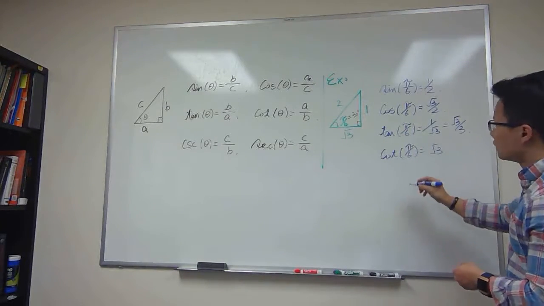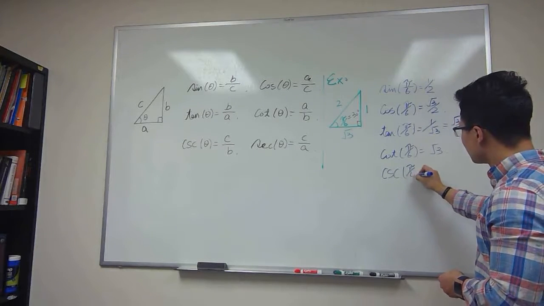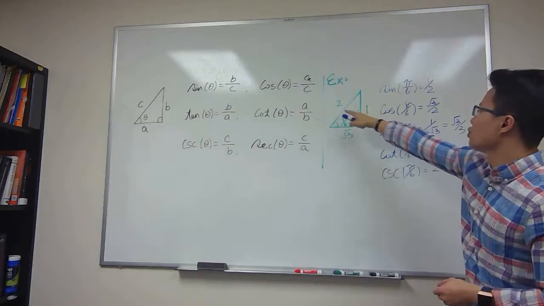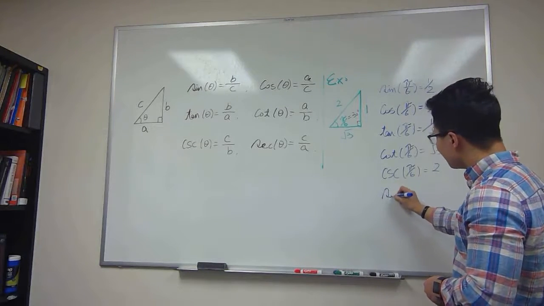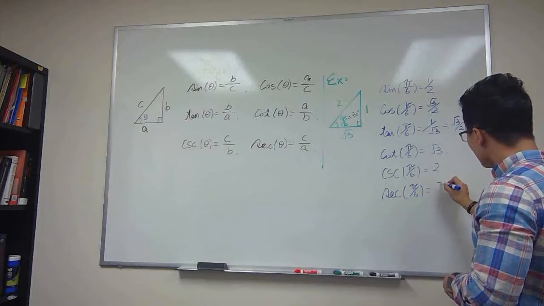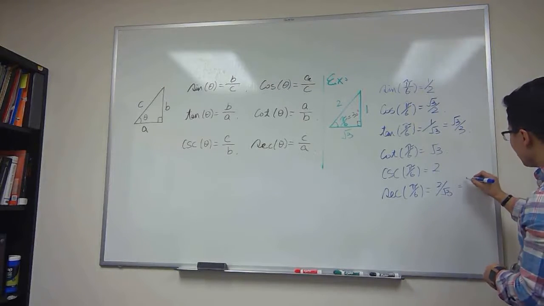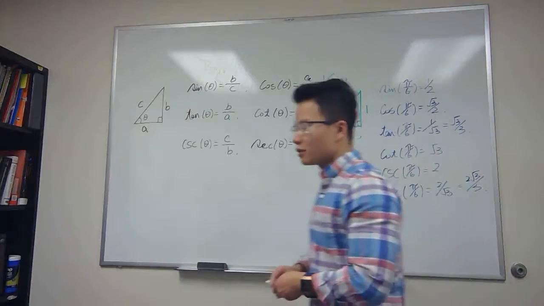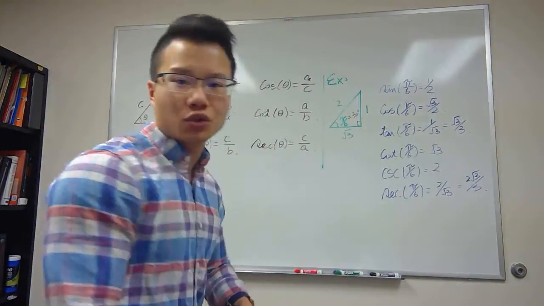Okay, and the next one is the cosecant of pi over 6, and that is equal to 2, because it's 2 over 1, and that is just 2. The last one is the secant of pi over 6. That's equal to 2 over root 3. And at the same time, if you don't like this writing, you can write it as 2 root 3 over 3. Okay, so that is a very nice example to show you how those 6 trig functions work.